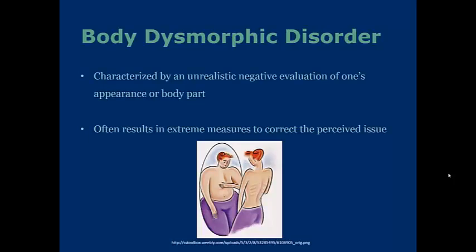Body dysmorphic disorders are characterized by unrealistic negative evaluations of one's appearance or body part. These often result in extreme measures to correct this perceived issue. This can lead to eating disorders such as anorexia and bulimia, or, in extreme cases, amputation of body parts that the person feels is unsatisfactory.